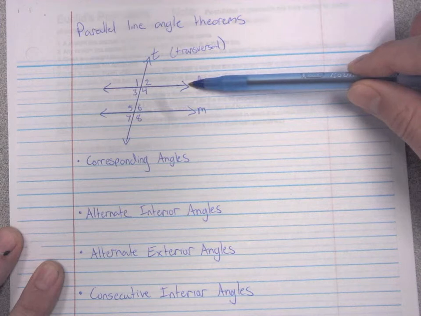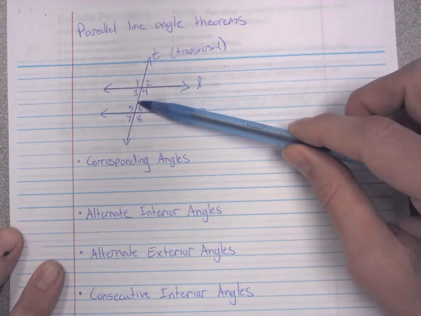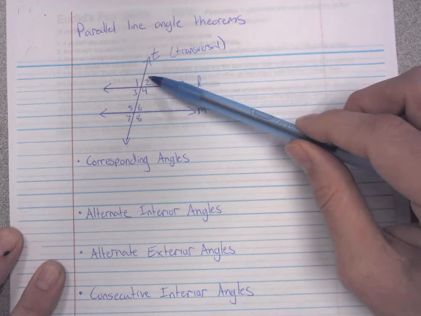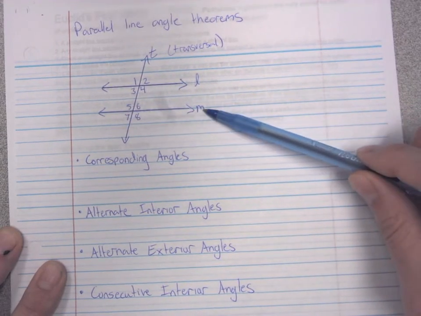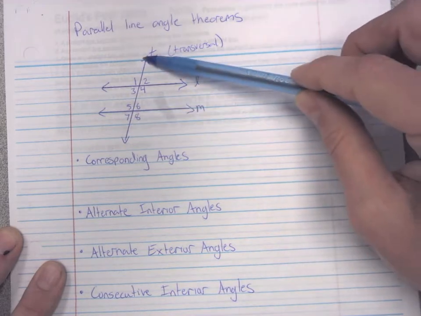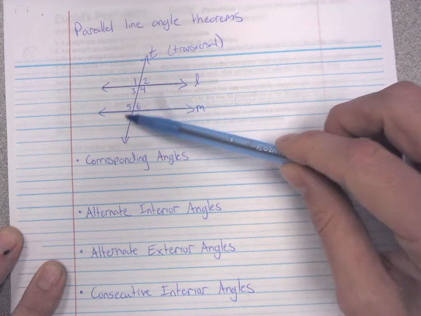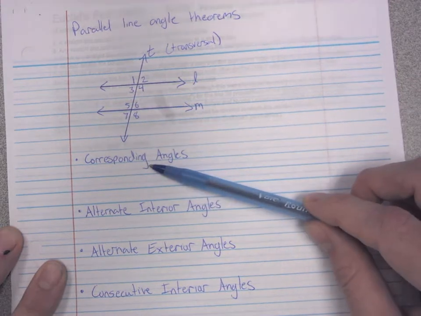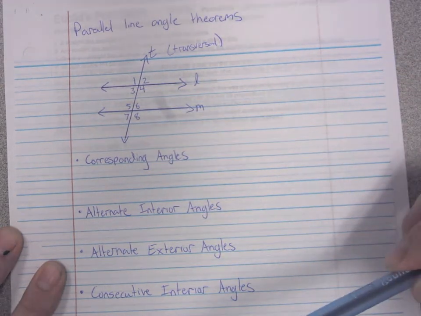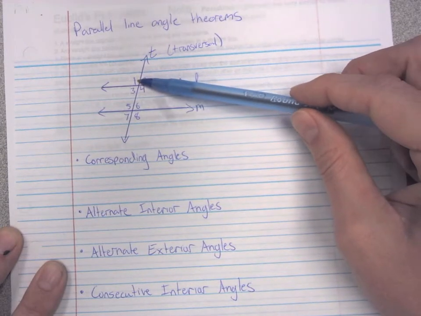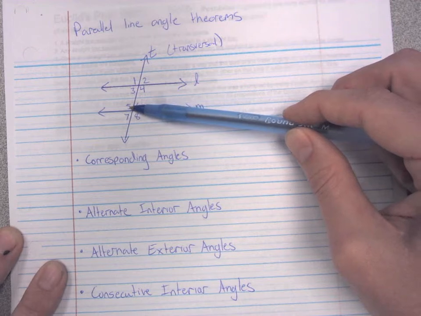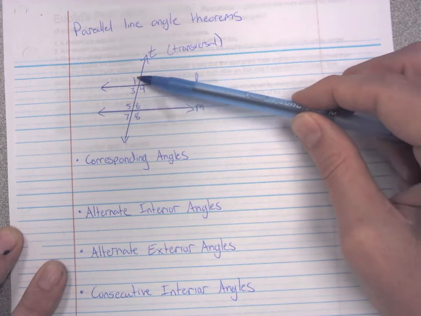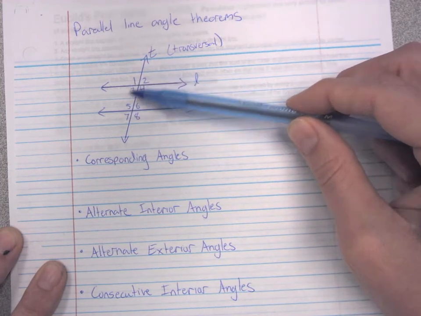If you look at this intersection between L and T, there are 4 angles here, 1, 2, 3, and 4. I've got a top left, a top right, a bottom left, and a bottom right. I also have 4 angles from this intersection with M and T. So again, top left, top right, bottom left, bottom right. So corresponding angles are in the same position in different intersections. If you look at angle 1, for example, that's in the top left corner. Number 5 is also in the top left corner of this intersection. So angle 1 and angle 5 are in different intersections, but they're in the same position, the top left position.